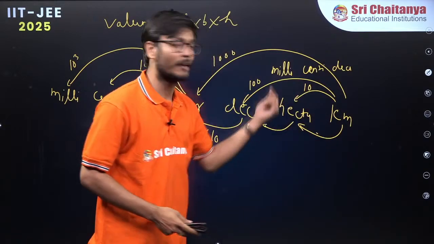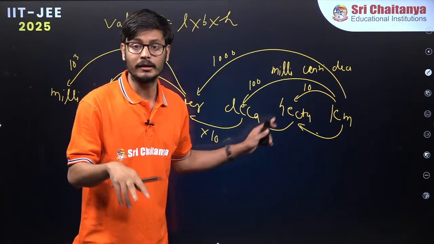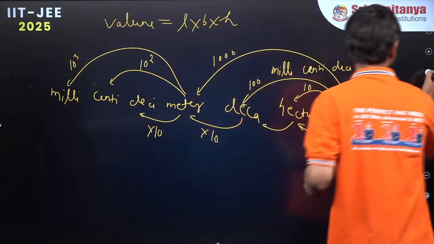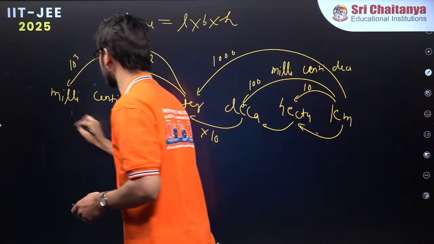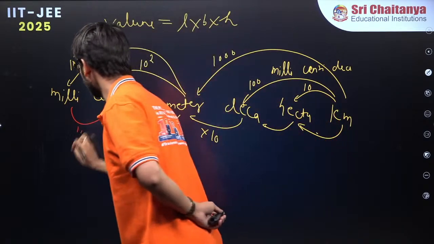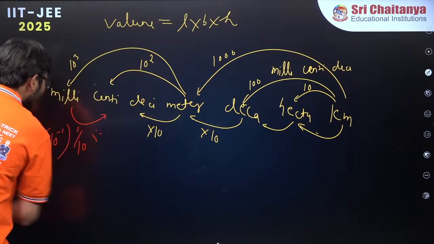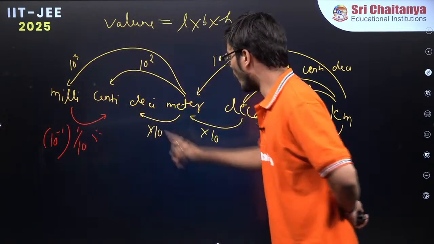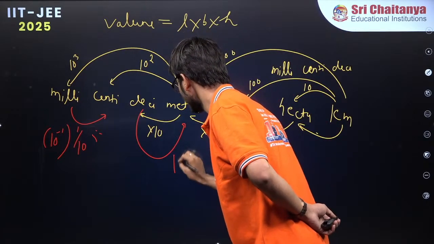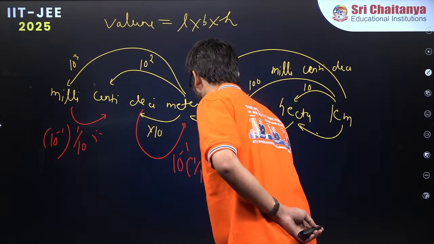For 1 we multiply by 10. But if you go 2, we multiply by 100. For 3, you multiply by 1000. It will go like that. But if you go in the reverse way, moving from left hand side to right hand side, then you divide by 10. 1 by 10 means what? 10 to the power minus 1. So if I ask you, beta ji, 1 decimeter is equal to how many meters? This is 10 to the power minus 1 or 1 by 10.